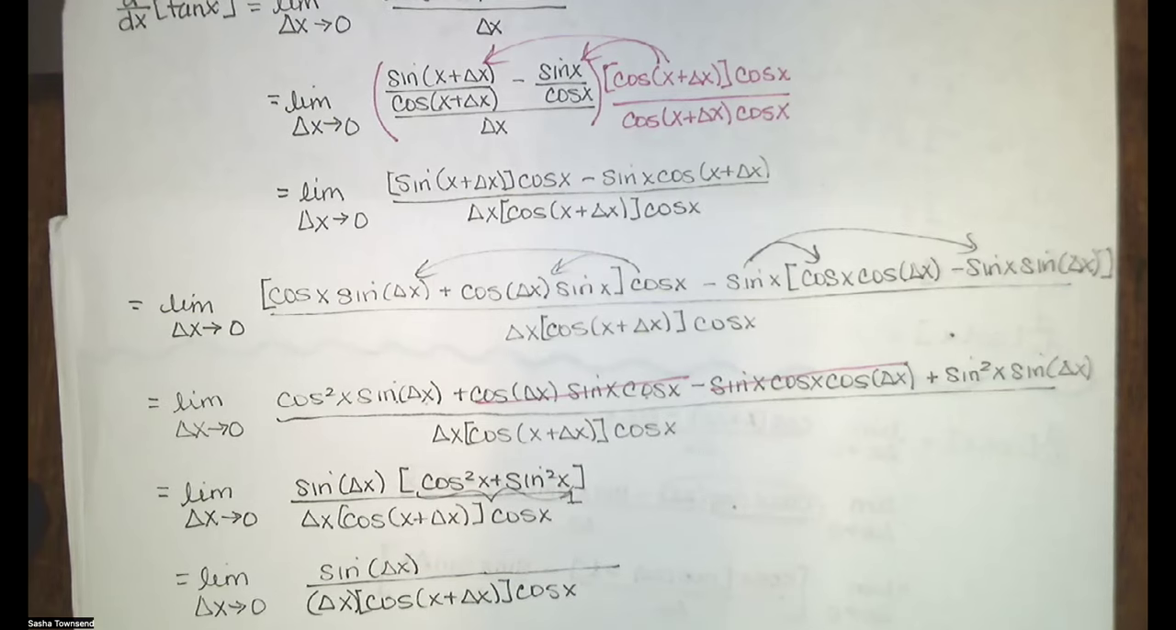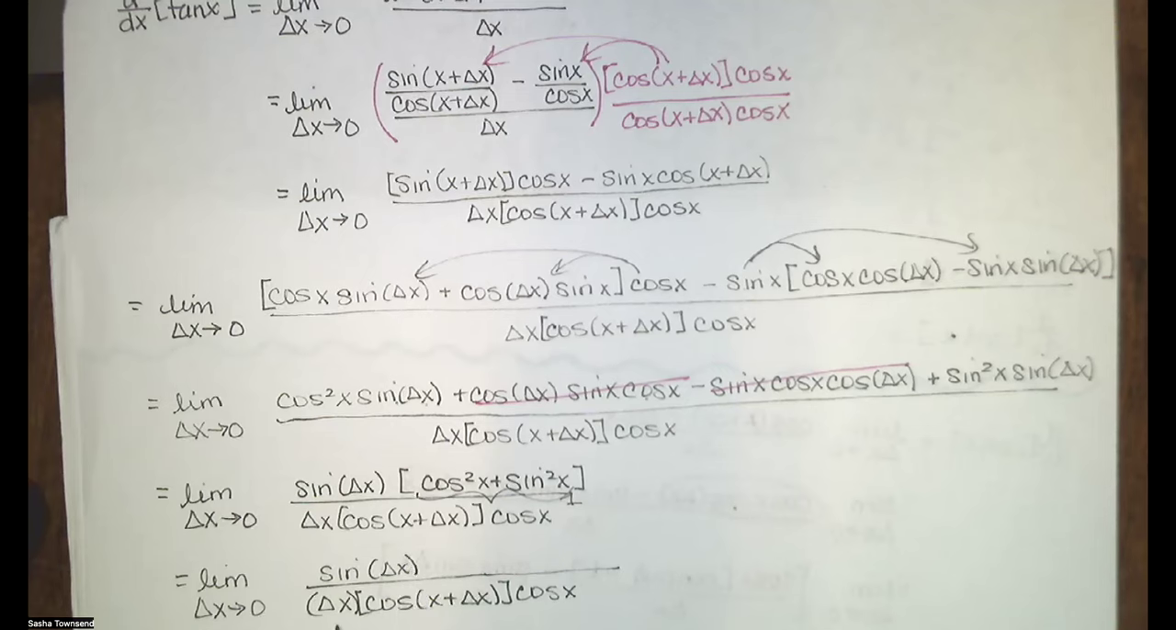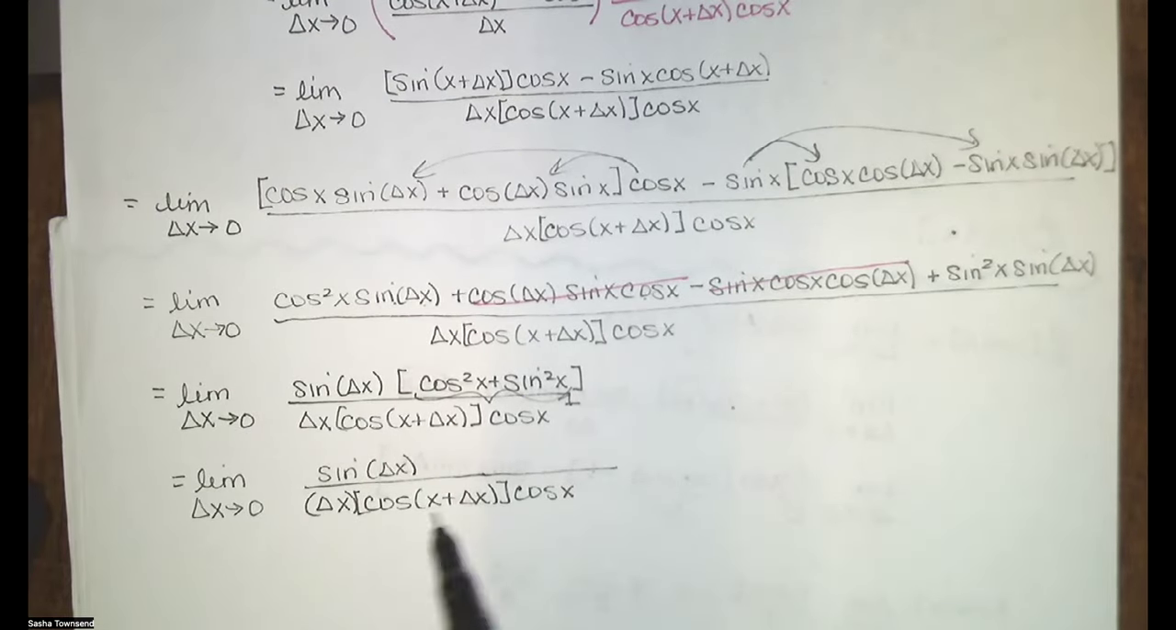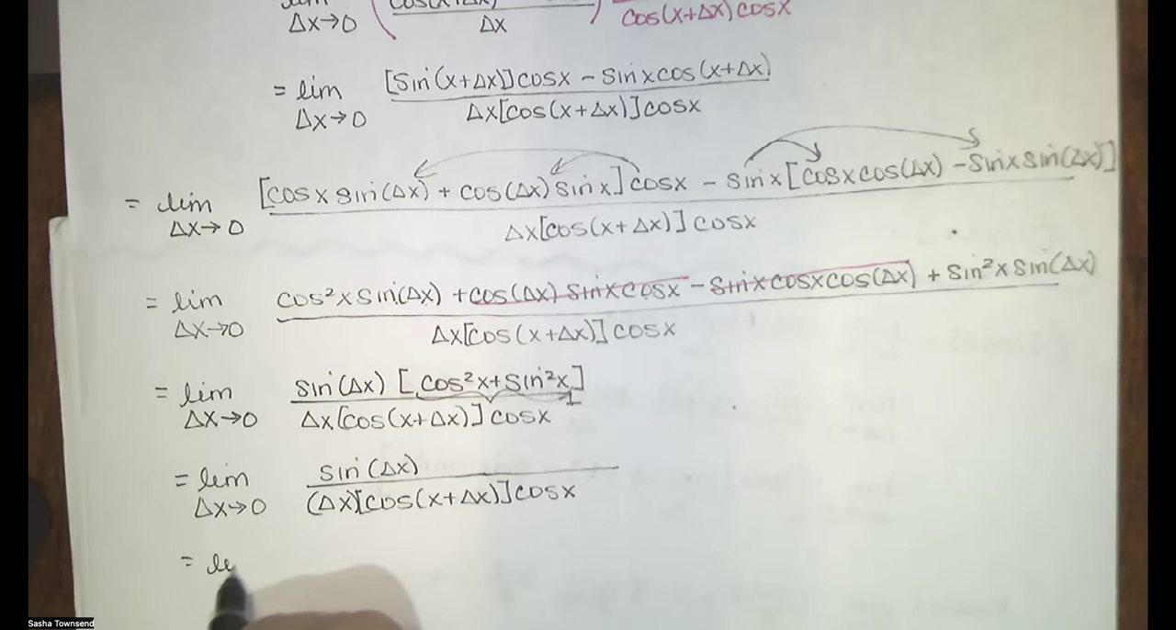Now as delta x approaches 0, we get sine of 0, which is 0, divided by 0. So this is still a 0 over 0 indeterminate form. But we'd like to get rid of that. So I think I want to expand this cosine of x plus delta x, cosine of a sum, using that identity again. We'll see if that helps. I'm not 100% sure.